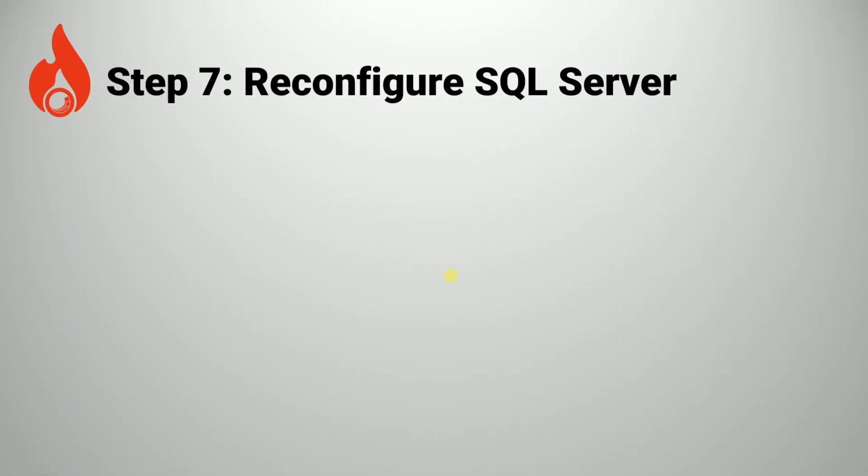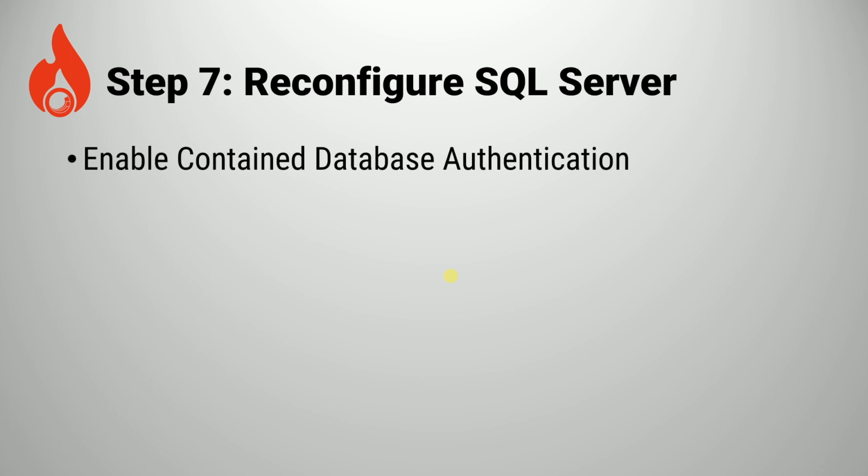So step 7 comes directly from the Sitecore installation guide. We need to reconfigure SQL Server for contained database authentication. This is a very simple process because, quite frankly, Sitecore gives you all the code you need.